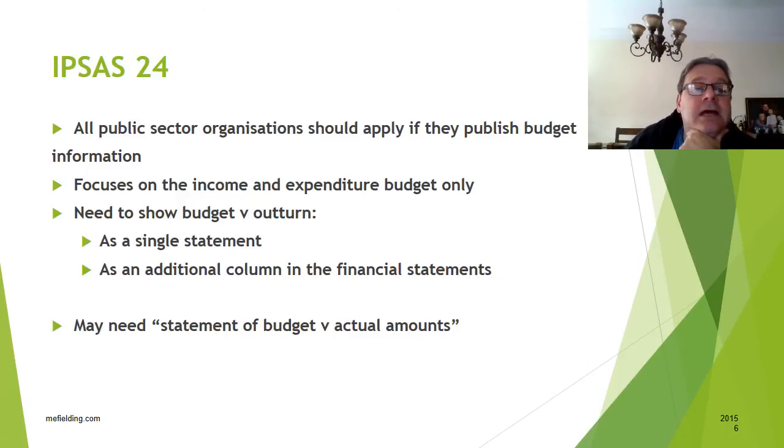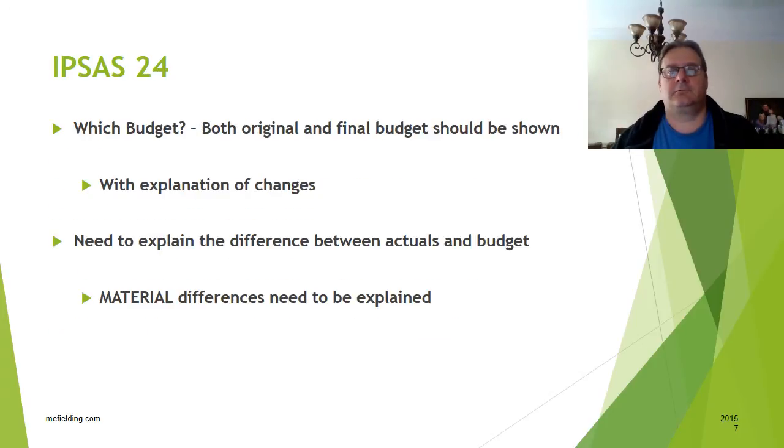And then it says here, you may need a statement of budget versus actual amounts. You may, particularly because what these things do is they ask you to explain any material differences. And the differences between cash accounting and accrual accounting are material by their very nature. So let's just leave that slide there, which is slide number 6. This is what the standard says. You're going to show this budget as a single statement or a column next to the financial statement. You're only looking at the income and expenditure account. And it says you might need, in reality you certainly will need, a reconciliation between the two. So this is where the fun starts.